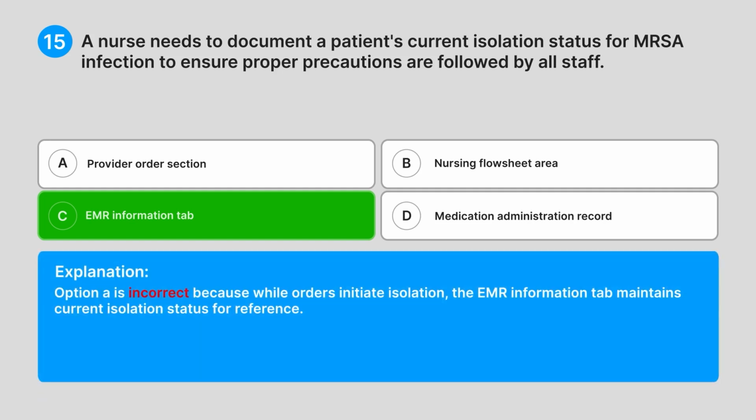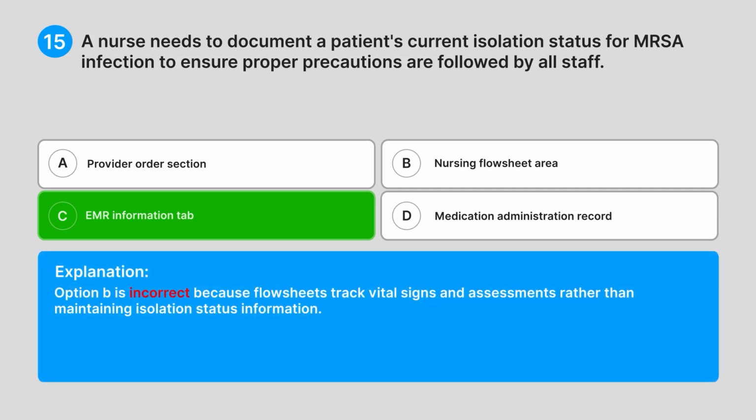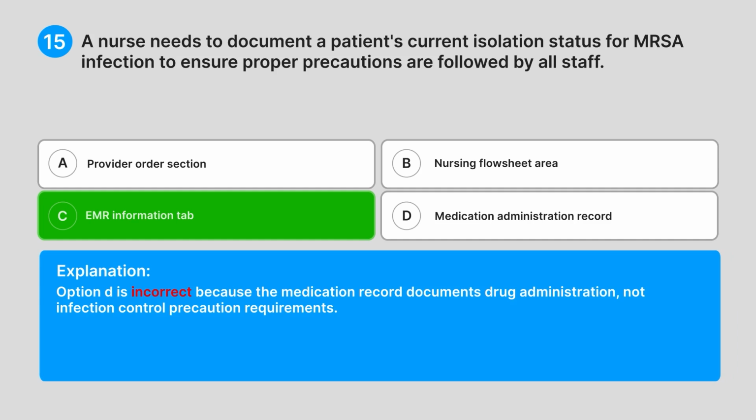Option A is incorrect because while orders initiate isolation, the EMR information tab maintains current isolation status for reference. Option B is incorrect because flowsheets track vital signs and assessments rather than maintaining isolation status information. Option D is incorrect because the medication record documents drug administration, not infection control precaution requirements.